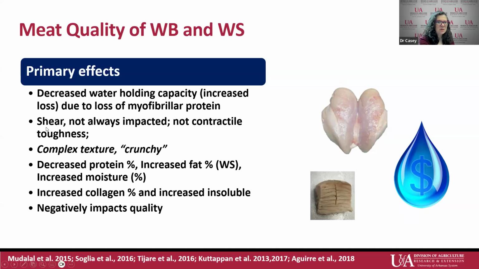Shear is a way to measure toughness or tenderness. It's not always impacted. It's not the same as getting a contractile toughness to that fillet. And I can explain that a little bit later as we go on. I will say that the texture is very complex though. It can have a crunchy nature. If you're eating through that cooked product, it can have a crunch to it. And you'll see this picture can maybe help illustrate that.